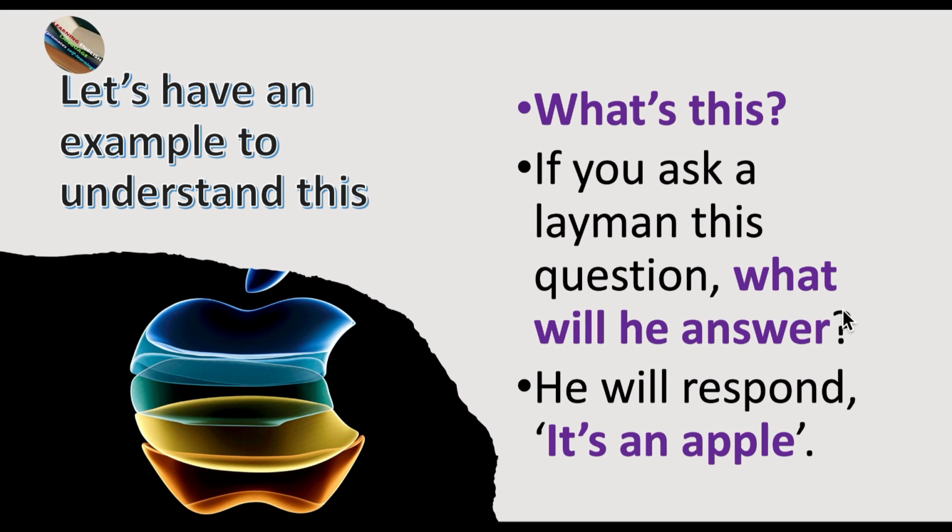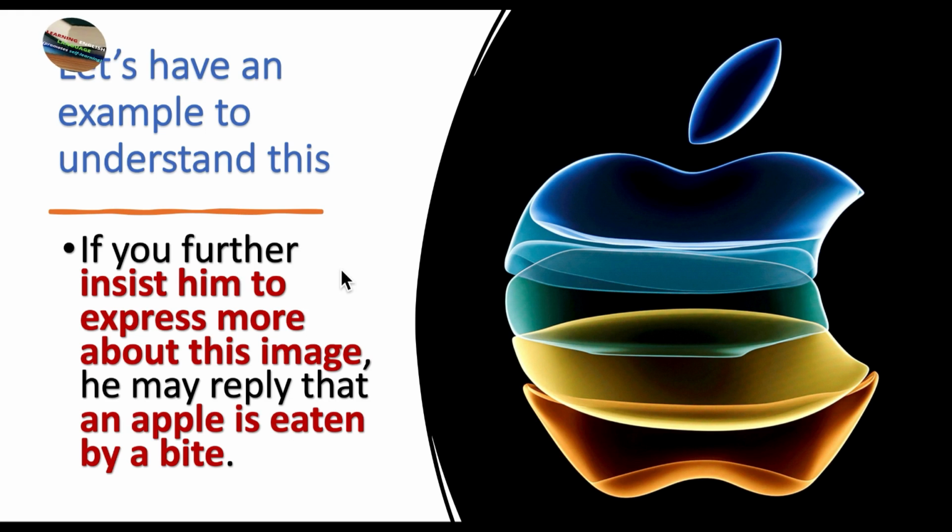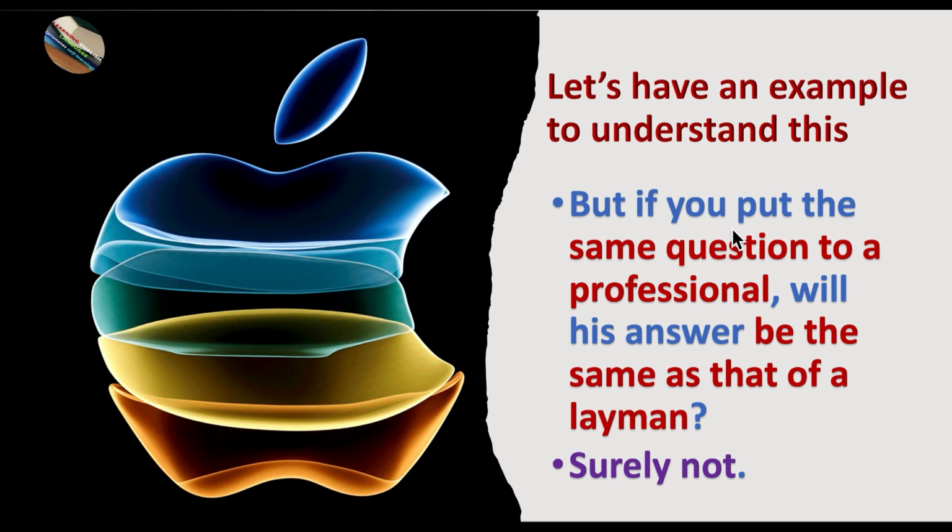We continue. So let's have an example to understand this concept. What's this? If you ask a layman this question, what will he answer? He will respond, it's an apple. If you further insist him to express more about this image, he may reply that an apple is eaten by a bite. But if you put the same question to a professional, will his answer be the same as that of a layman? Surely not.